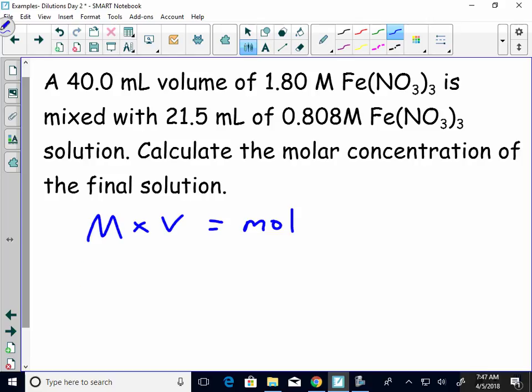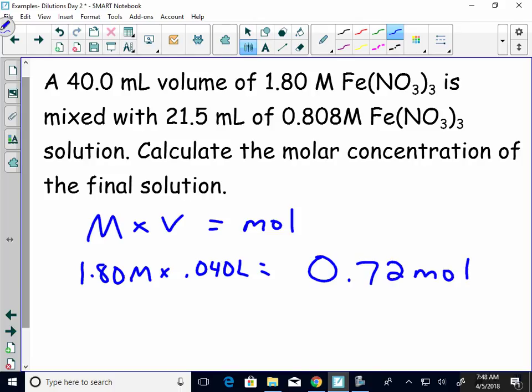So I'm just going to take the first one up here in blue. I have a 1.80 molar solution, and in that I have 0.040 liters, correct? Yep, I converted that correctly. So when I determine my number of moles, I take 1.8 and multiply by 0.040, and I come up with a value of 0.072 moles for that solution.